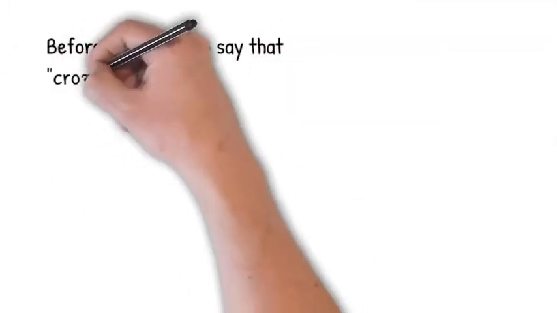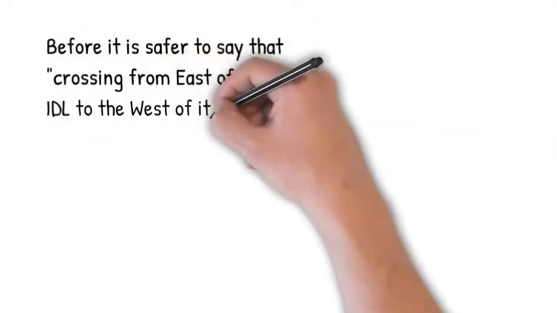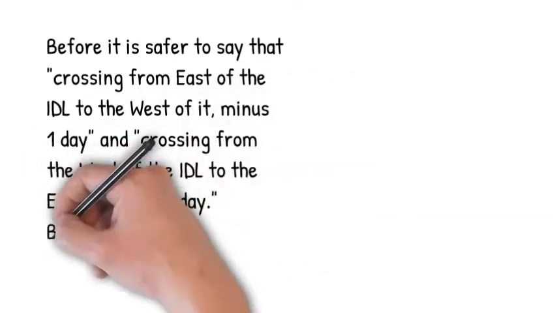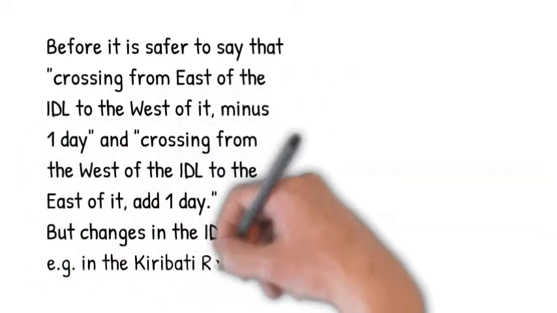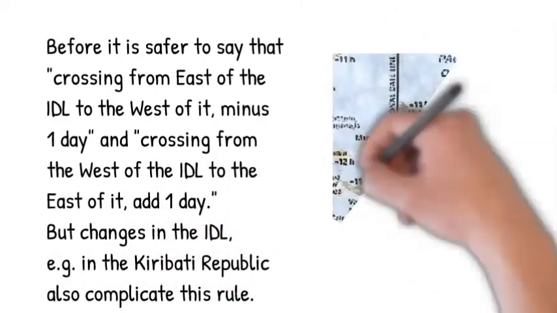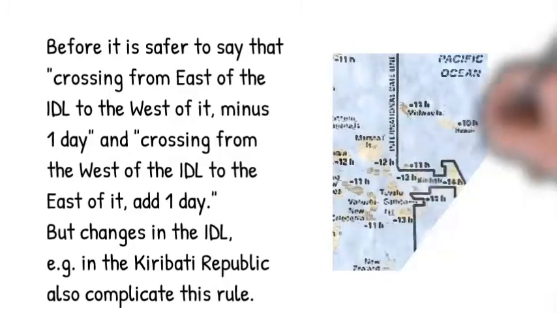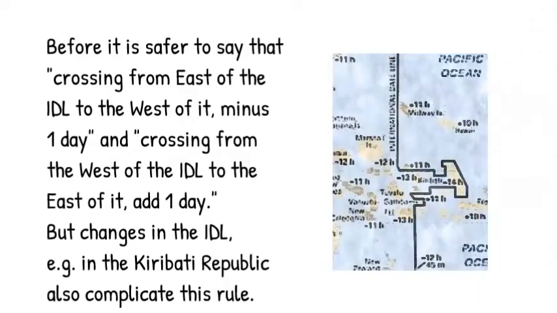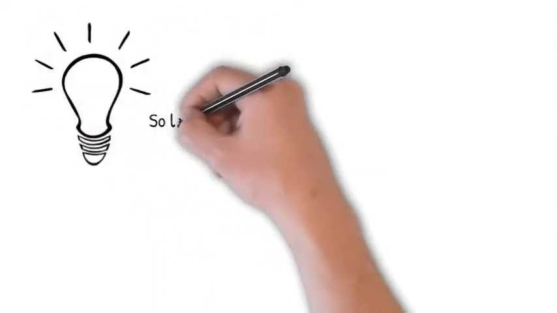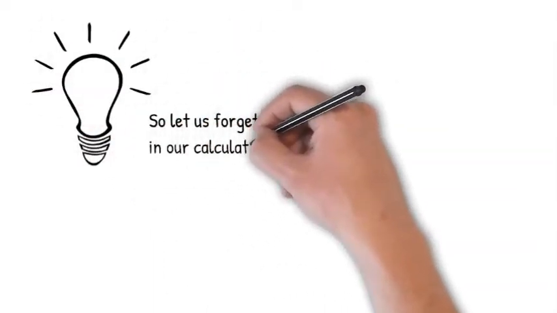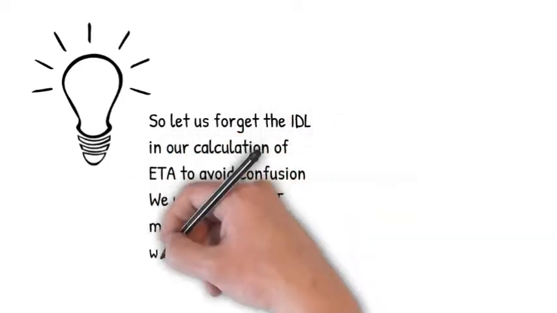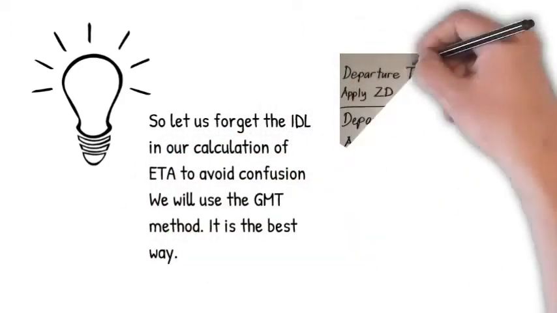Before, it is safer to say that crossing from east of the IDL to the west of it is minus one day, and crossing from west of the IDL to the east of it add one day, but changes in the IDL, for example in the Kiribati Republic, also complicate this rule. So let us forget the IDL in our calculation of ETA to avoid confusion. We will use the DMT method, it is the best way.